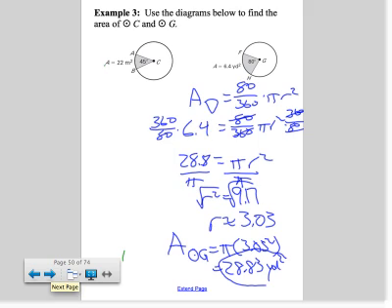Yards squared. So again, if you're using the pi button, you're probably going to be more accurate, so your answer is going to look a little bit different, but nonetheless you should be pretty close to that 28.83.